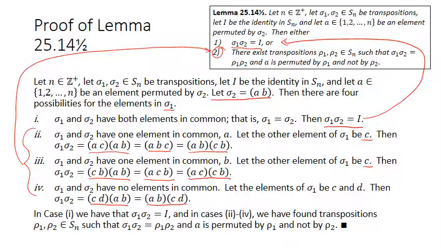Okay, so what you see here is that in case 1, we had that sigma 1 times sigma 2 equals I, and then in the other 3 cases, we have actually found 2 transpositions, row 1 and row 2, such that sigma 1, sigma 2 equals row 1, row 2, and A is permuted by row 1 and not by row 2. Okay, so if you look at these here, this is row 1, this is row 2, and you see that A is in row 1, but it's not in row 2. And that's the same for all of these. A is in here, but not in here. A is in here, but not in here. And again, this probably seems pretty meaningless until you see how useful it actually is in the proof of the next lemma. So let's go ahead and look at the next lemma.